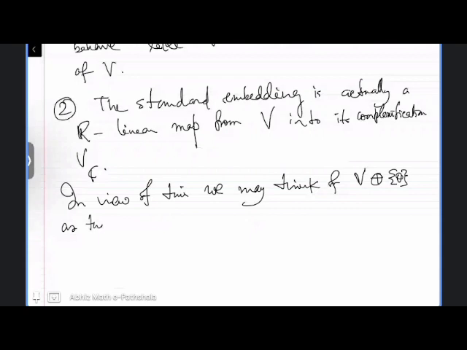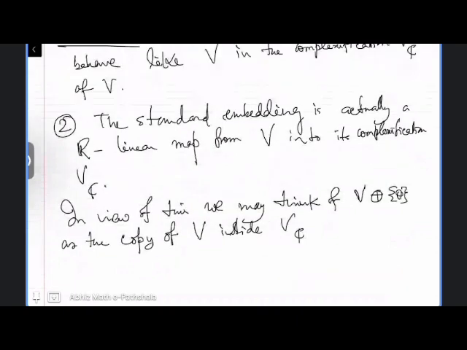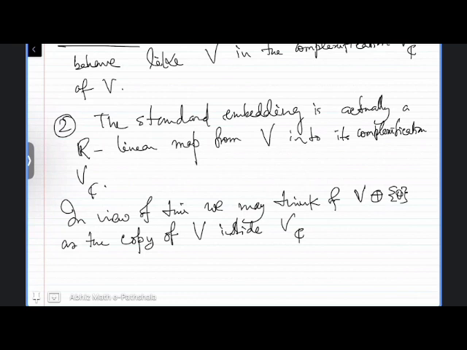We have already seen that R may be thought of as a copy of R comma 0, right here. If you look at this example, you are just taking the real axis, so the members have been chosen to have y coordinate 0. So this has been thought of as a copy of R, the real line, inside the complex plane. In a similar way, V with theta, we think of as a copy of V inside its complexification. Okay, right?